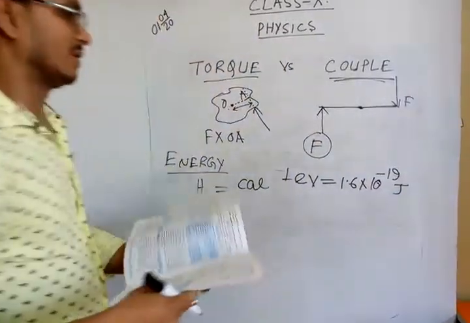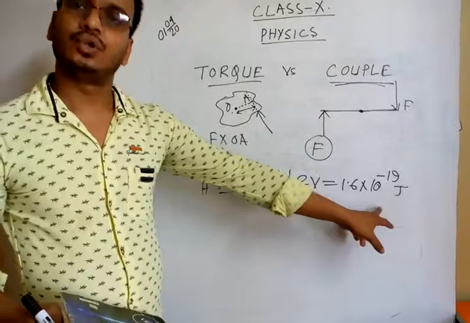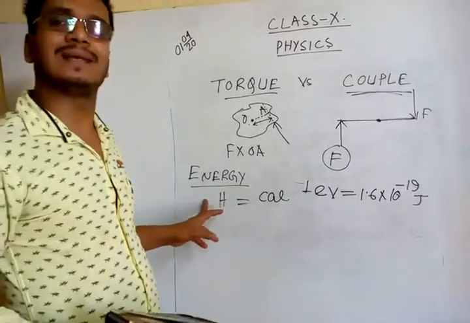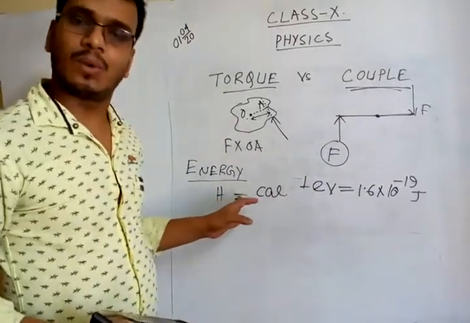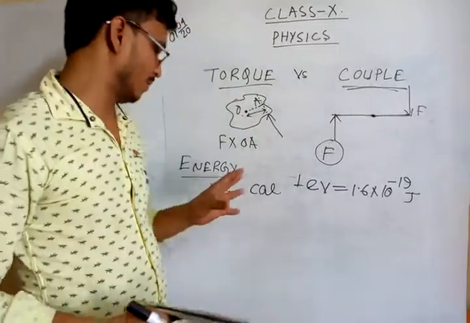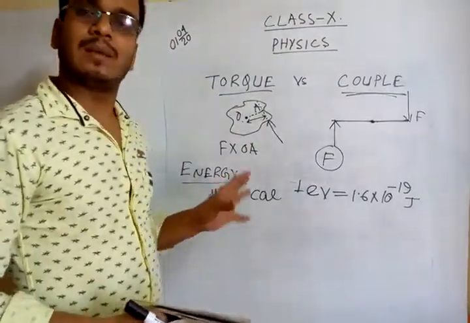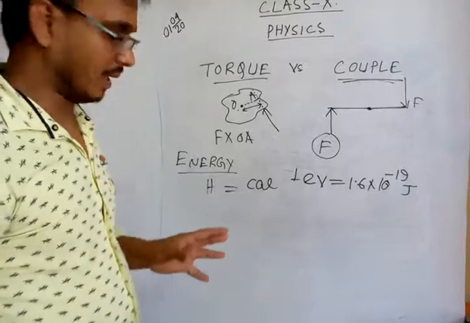This is the relation between the electron volt and joule. So what is energy? Energy is the capacity for doing work. Whatever the unit of work, that is the same unit of energy, but some of those units are a little different. What are the differences?